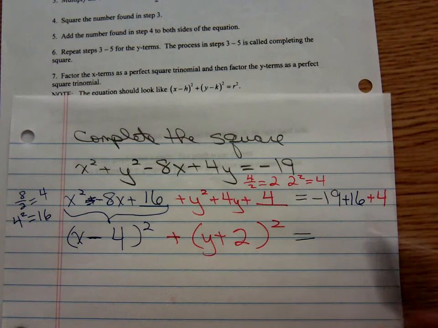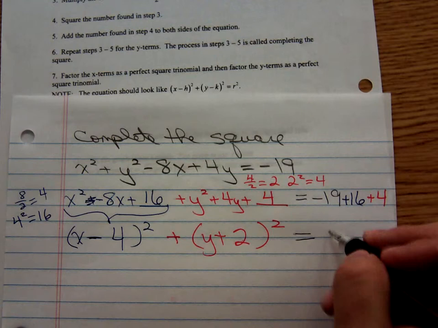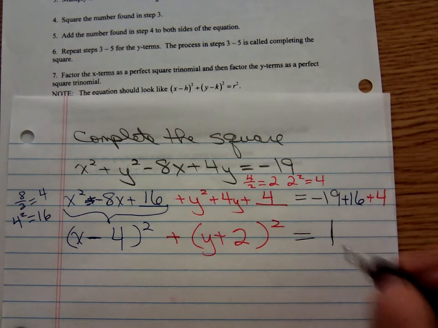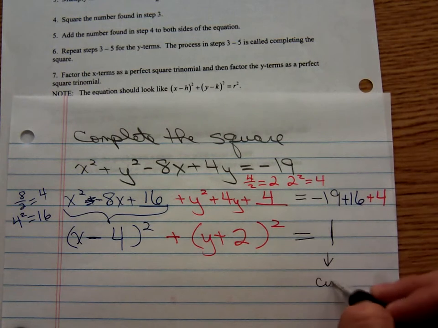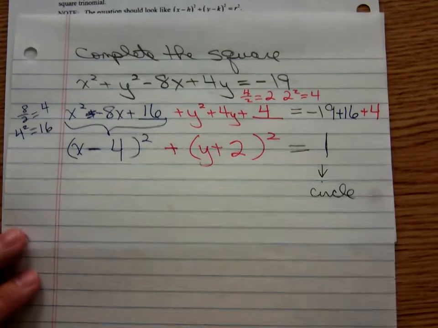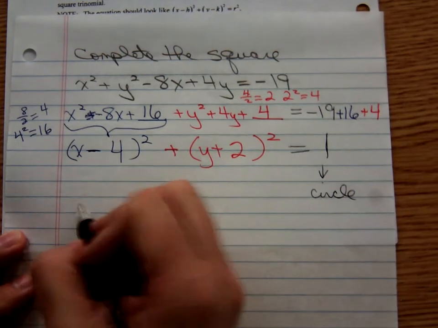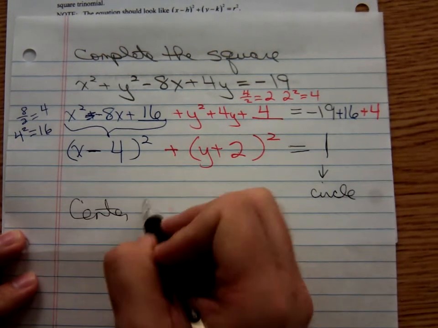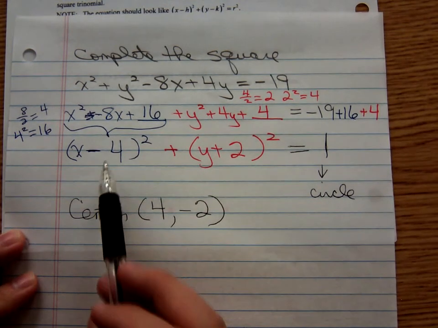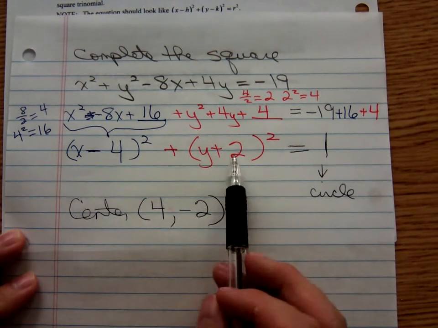And what's the right-hand side going to reduce to? Negative 19 plus 20, yeah, that's a 1. This number is positive, so it says that our equation is a circle. What's the center of the circle? What do you say for negative 2? I agree. Change sign. Change sign.